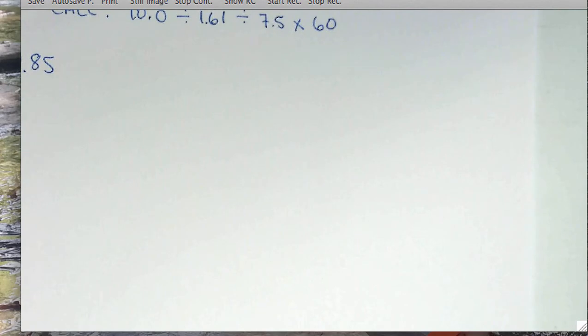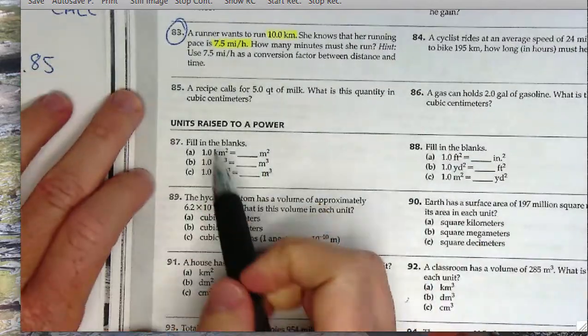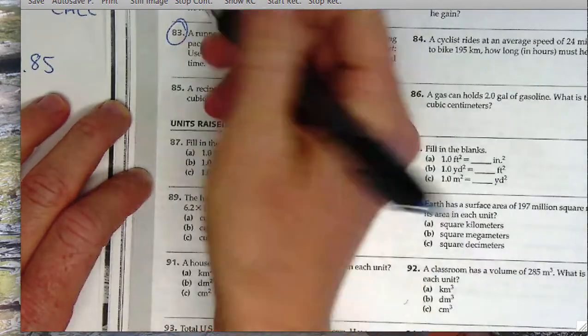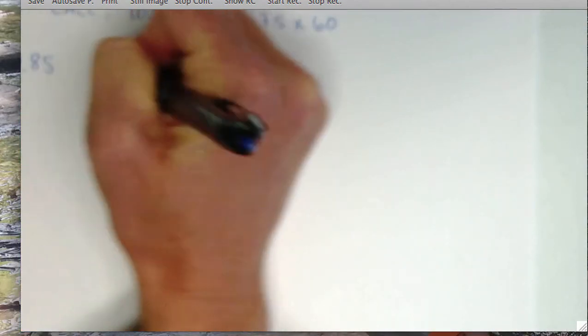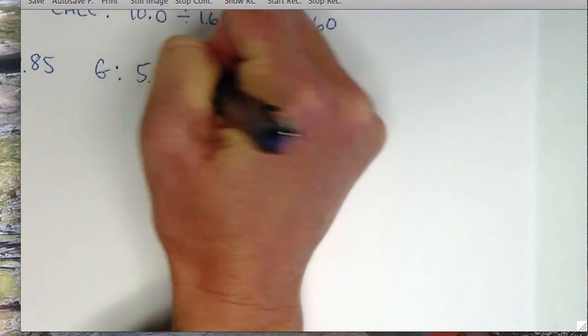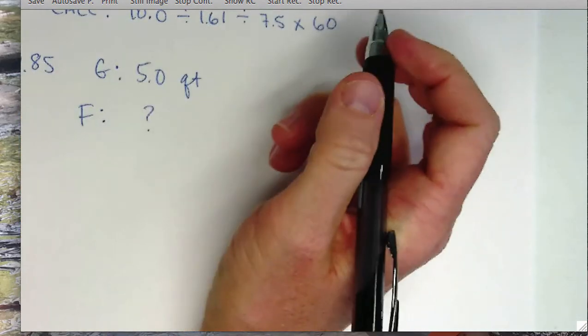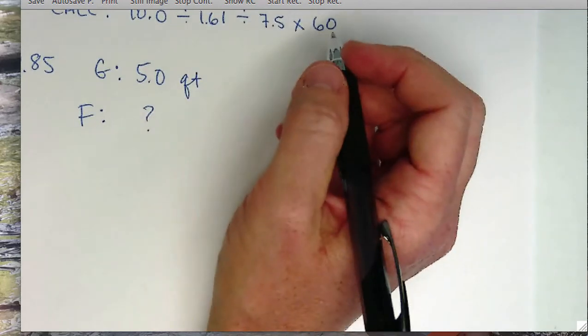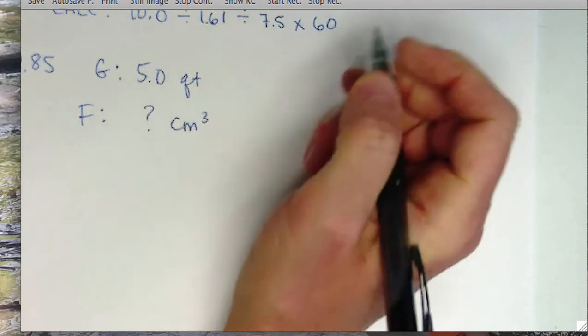All right, the recipe calls for 5 quarts of milk. What is this quantity in cubic centimeters? So you're given 5 quarts. You're asked to find the cubic centimeters.